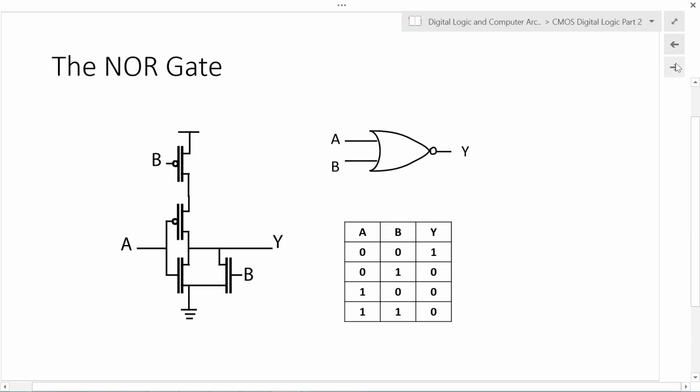Let's look closely at the NOR gate here now. It's similar to the NAND gate, but the PMOS transistors are in series.